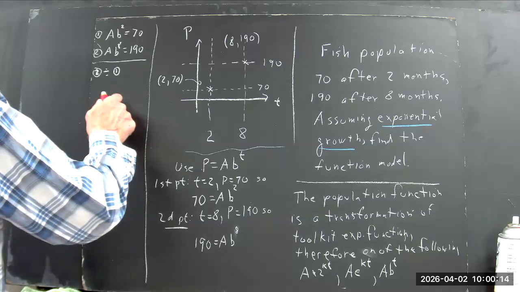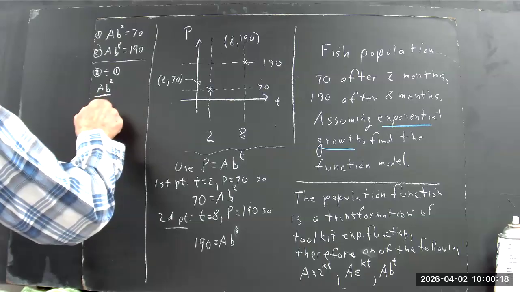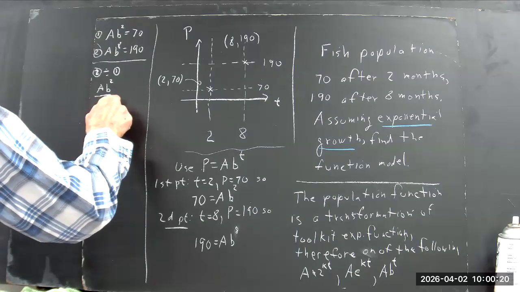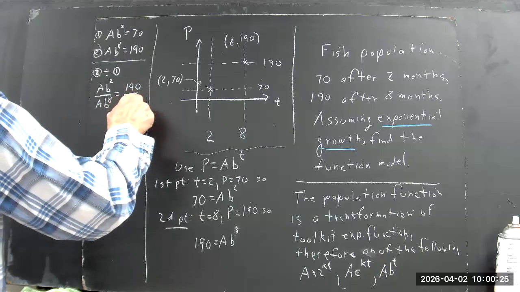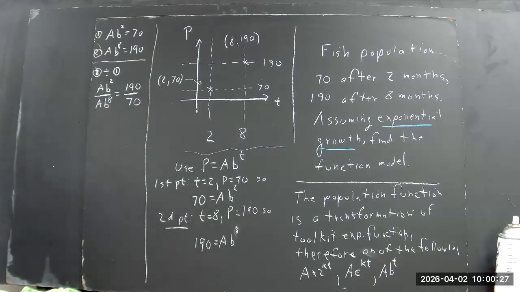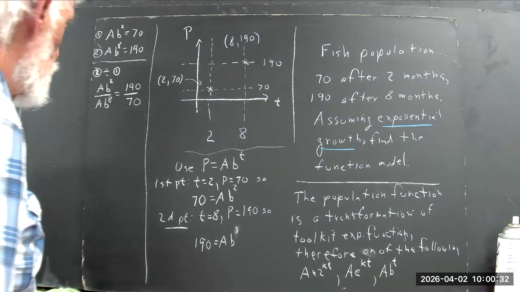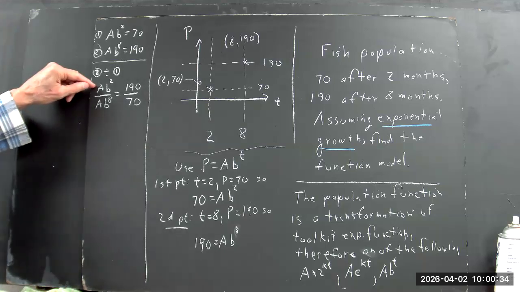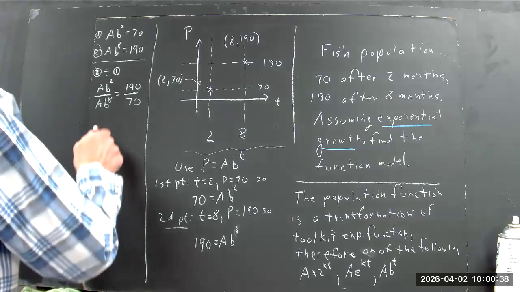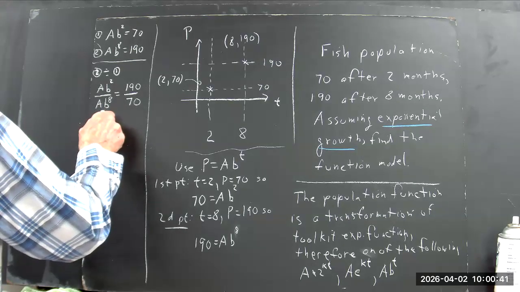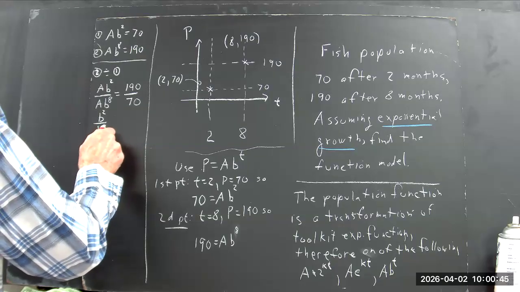And I get ab squared over ab to the 8th equals 190 over 70. Then I use my rules of exponents and so forth. The a divides out, and I end up with b squared over b to the 8th. Well, I could do that immediately, but I want to be sure we understand every step.